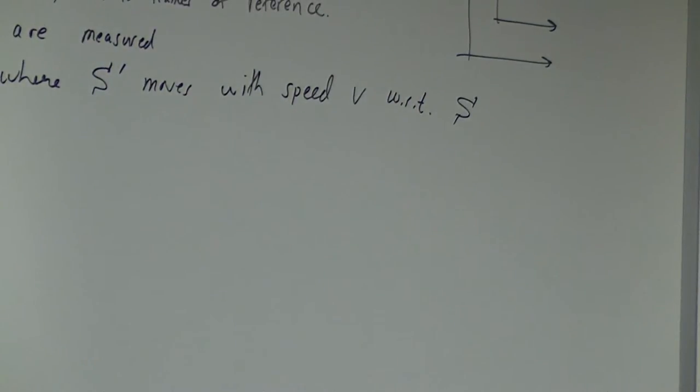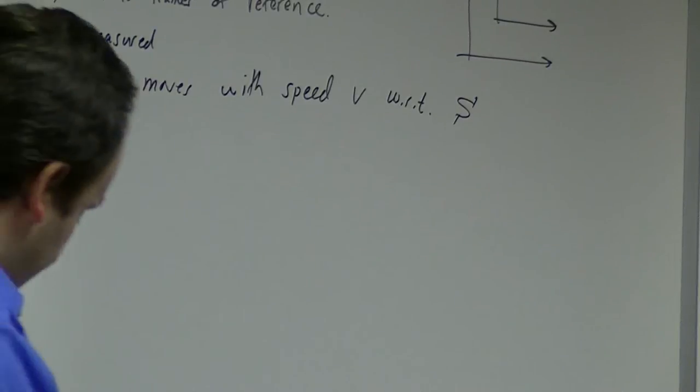Here it is. The body's length is measured to be the greatest when it is at rest relative to the observer. When it moves with a velocity v relative to the observer, its measured length is contracted in the direction of its motion by the factor of the square root of 1 minus v squared over c squared, whereas its dimensions perpendicular to the direction of motion are unaffected. Okay, so here's the argument. It won't take us too long.